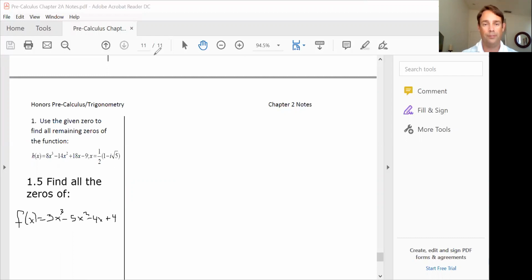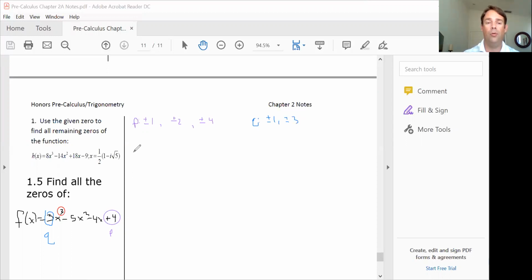Go for it. All right, let's see how you did. So I know my 3 is here. My degree is 3, so I'm going to have at most 3 complex roots. 4 is my last number, therefore that's going to be my p-value. So I'm going to list all my factors of p: plus or minus 1, plus or minus 2, and plus or minus 4. This hasn't changed. Now I'm going to find all my factors of my q value, my leading coefficient. There's my q. So what's q then? Q is plus or minus 1, and plus or minus 3.